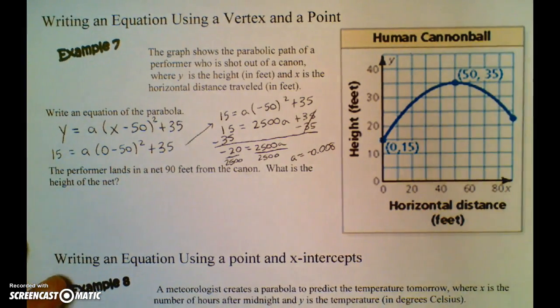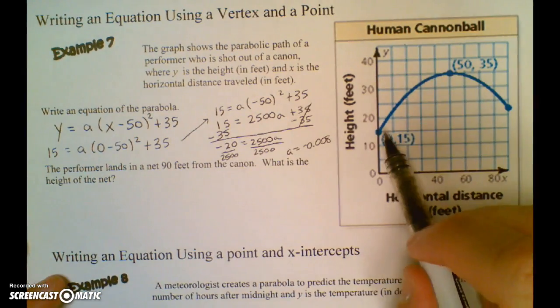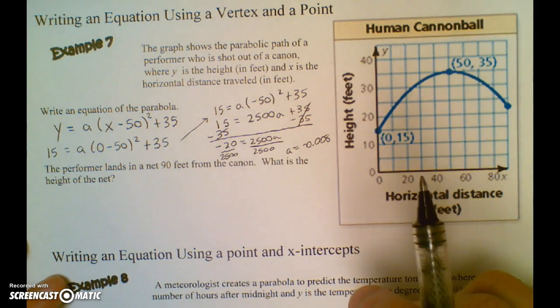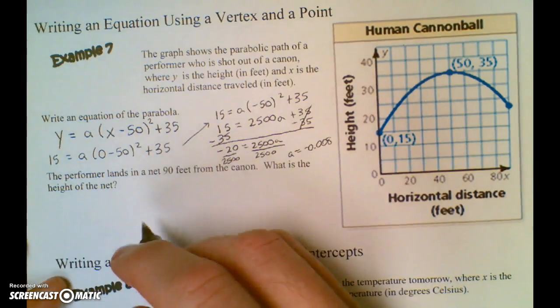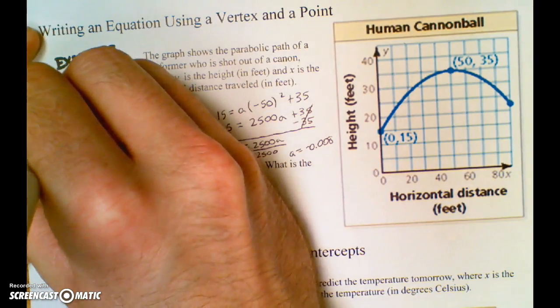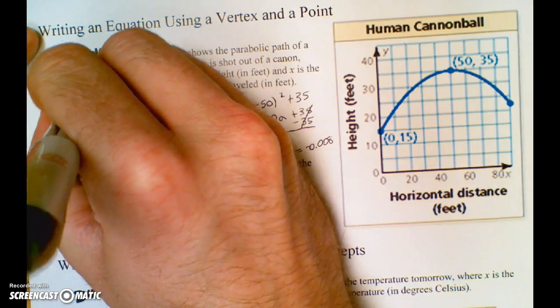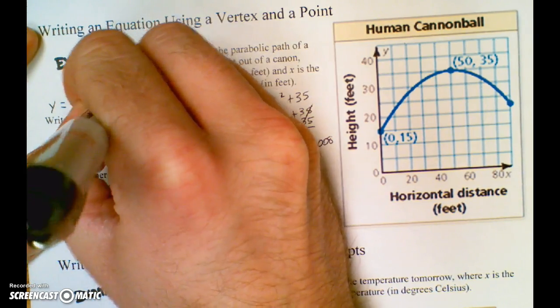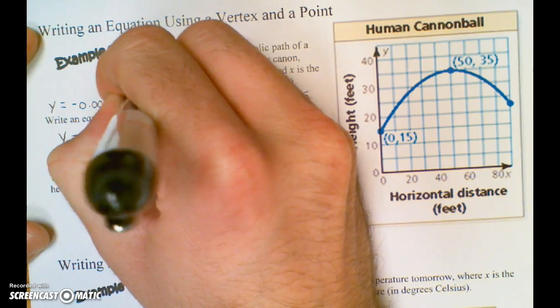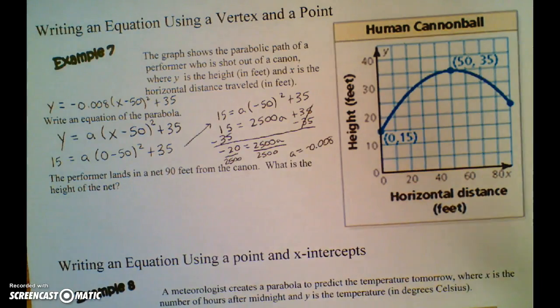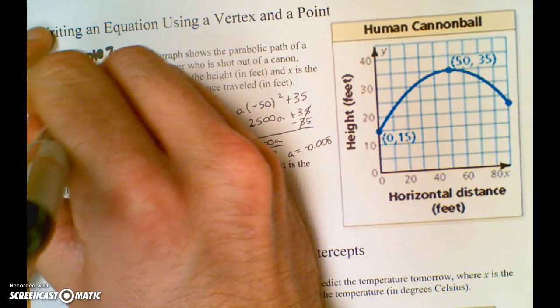Just to check my work, I'm expecting my a value to be negative because the graph is an upside down parabola, or it's reflected from the parent function. So I can rewrite my equation, kind of ran out of room here, but I can rewrite my equation over here. It's going to be negative 0.008 times x minus 50 squared plus 35. And there's the final answer.